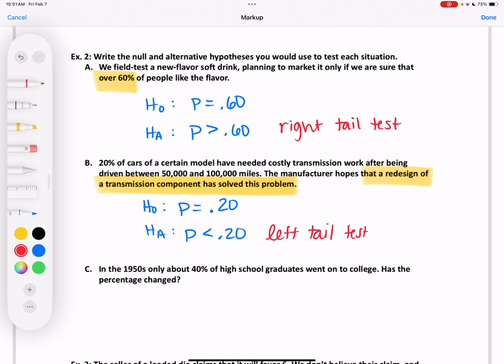Wait, so H0 is the null? The null, right? And then HA is the what again? It's called alternative, but I usually just end up saying alternate because alternative is just, I don't know, a harder word to say. Too long. Yeah.